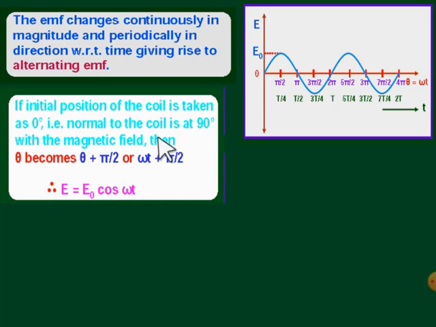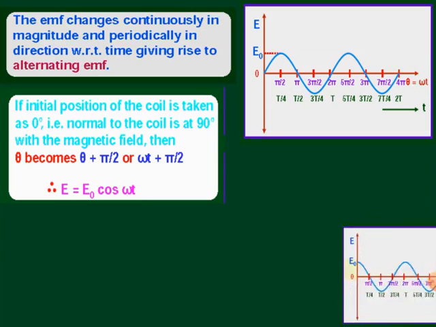Normal to the coil, that means perpendicular. When the magnetic field and the plane are perpendicular, then theta becomes what? Theta plus pi by 2, or omega t plus pi by 2. So your E will be equal to E naught cosine of omega t, like that. So we can replace it by your sine function or cosine function, it doesn't matter.